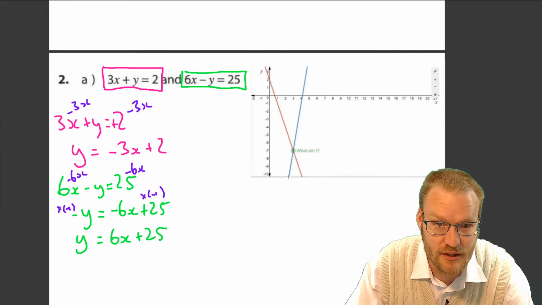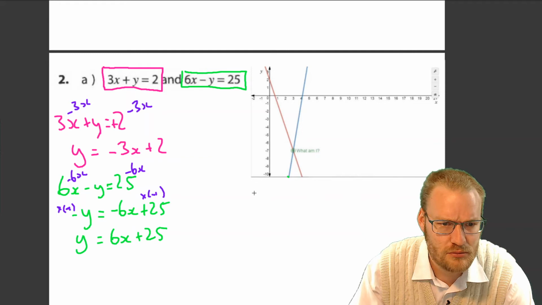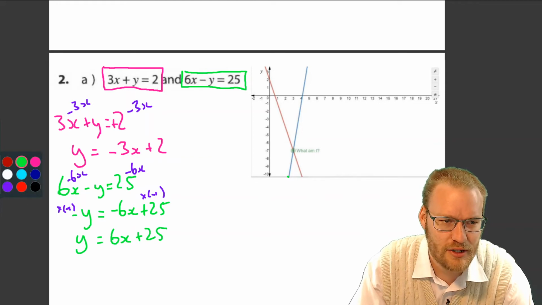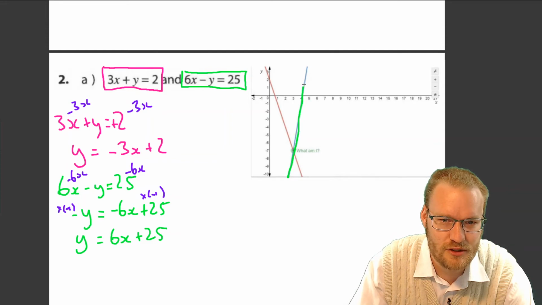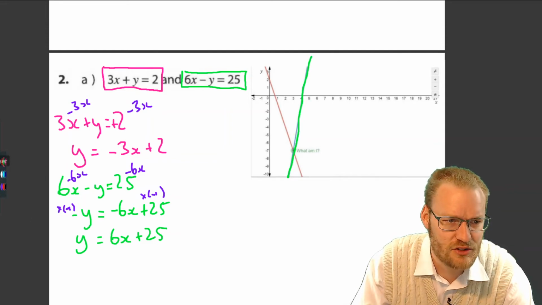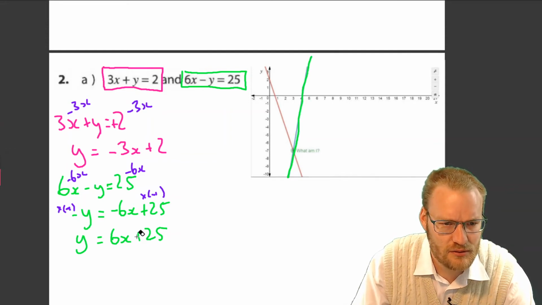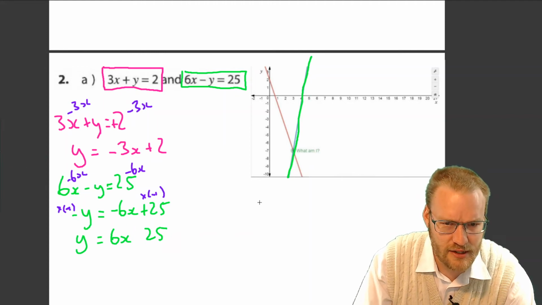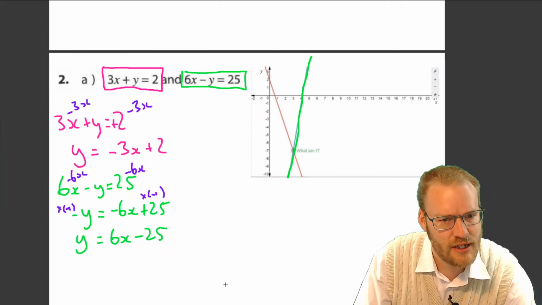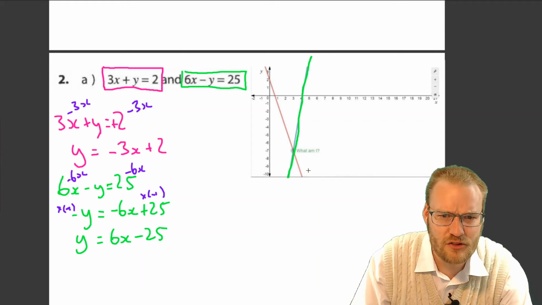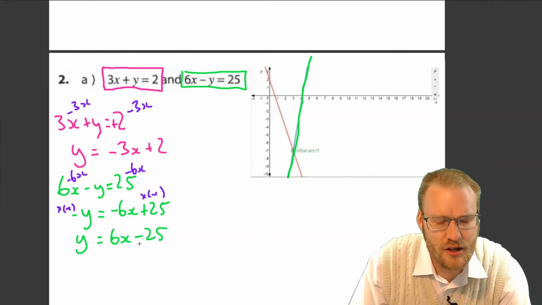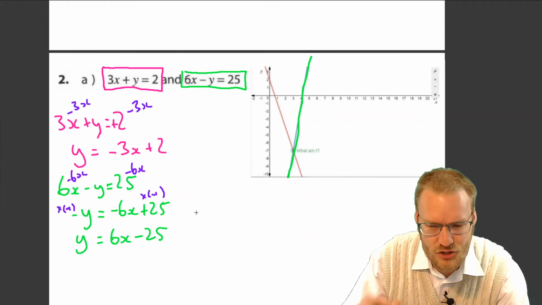Oh, how do I know that I've made a mistake with this plus 25 when I draw on top of it? What's the y-intercept of this function? Well, it's negative. It's negative down here somewhere. So this should be negative 25. This is actually quite useful, to go, oh, that's that graph, I must have made a mistake. And it's good to do this.